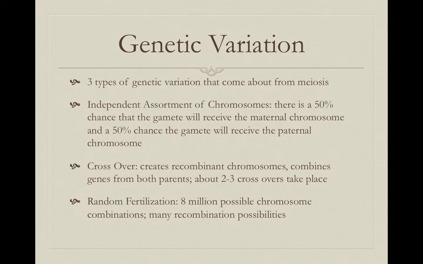And finally, there's random fertilization. They actually did the math: there are 8 million possible chromosome combinations. Just imagine the number of recombination possibilities there could be. That's why each one of us looks so different from each other. If you have siblings, yes, you share much of the same genetic makeup if you come from the same parents, but sometimes you look nothing alike, and it's all due to independent assortment of chromosomes, crossover, and random fertilization, because of all these different combinations that could come about because of meiosis.